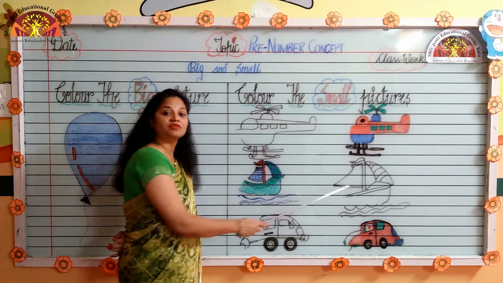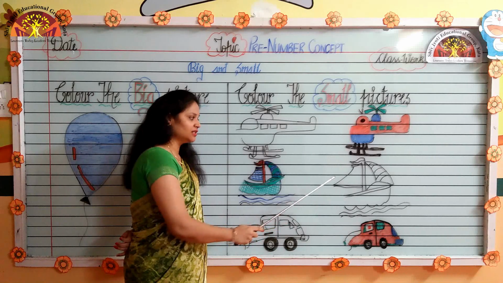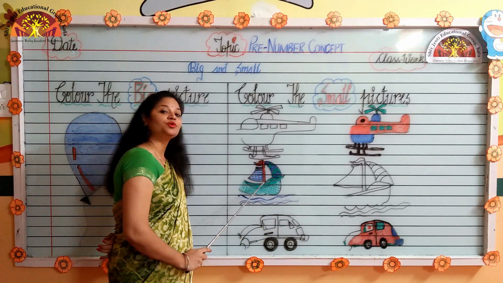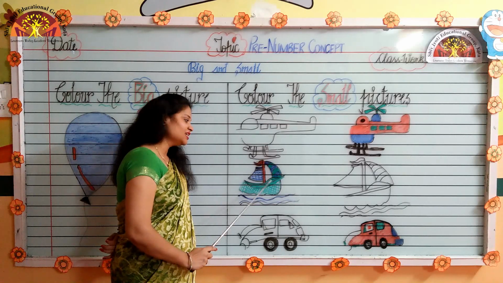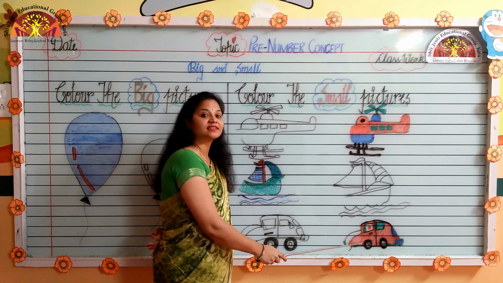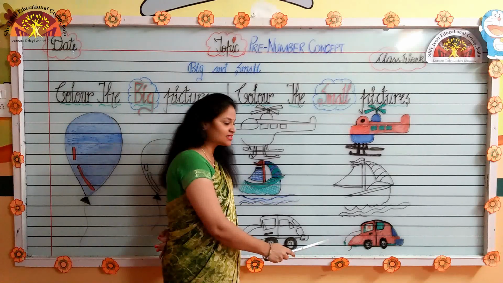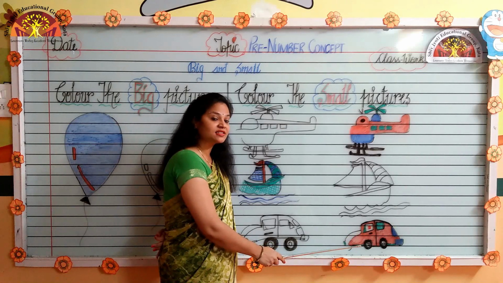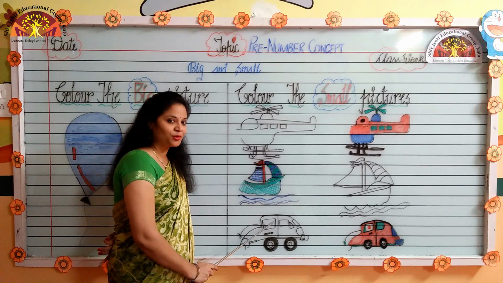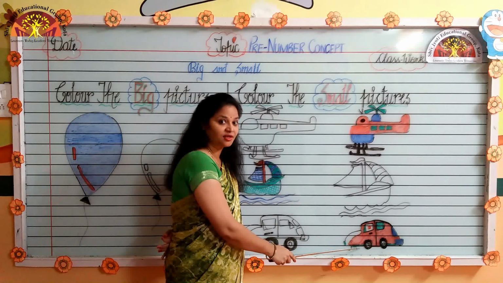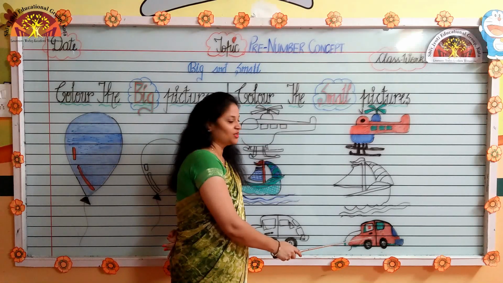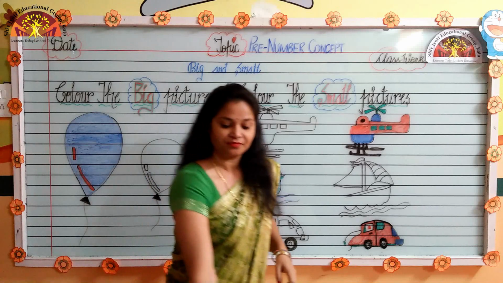Tell me kids, which picture is small? Is this small? No, this is small. So you have to fill color in the small picture. So kids, tell me, what are these? These are cars. So kids, tell me, is this a small car? No, this is a small car. So you have to color in this car. So kids, do pay.